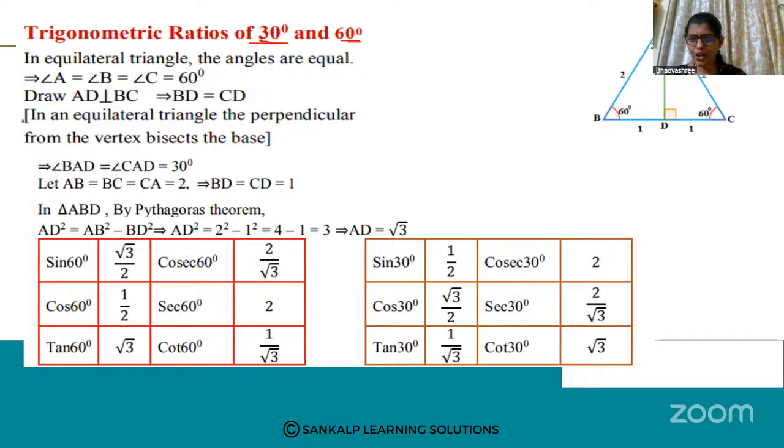Now we'll draw AD perpendicular to BC. Okay, draw one line. This is AD, which is perpendicular to BC. Next, in an equilateral triangle, the perpendicular from the vertex bisects the base.